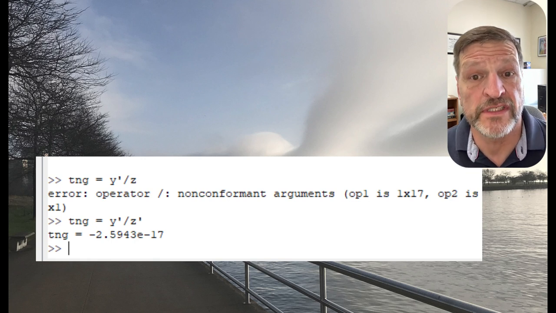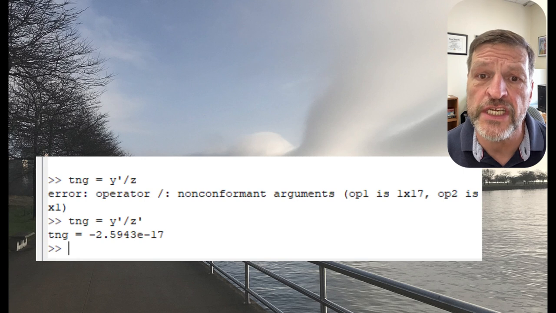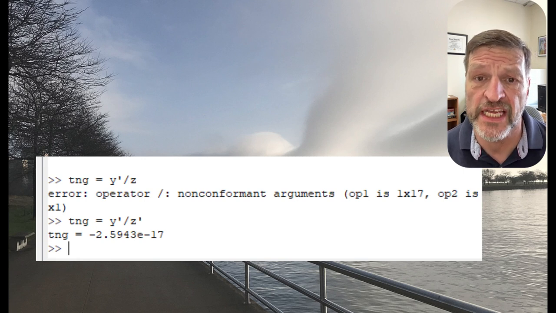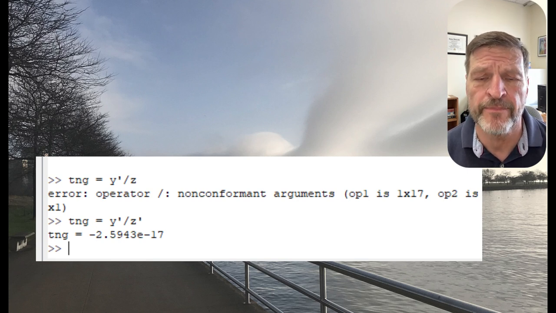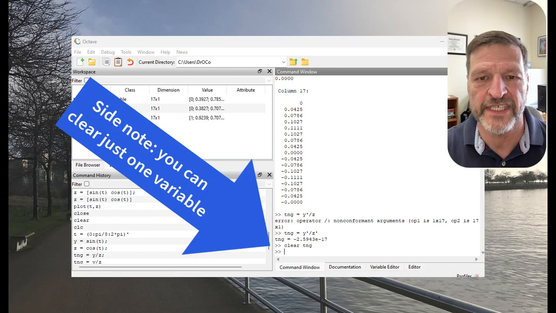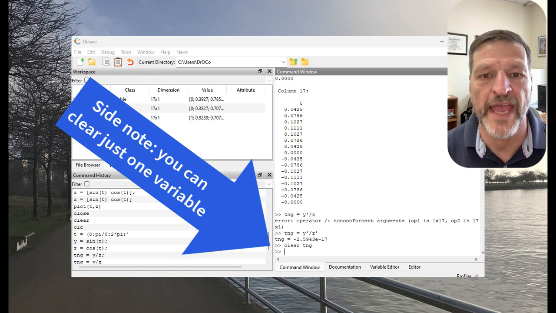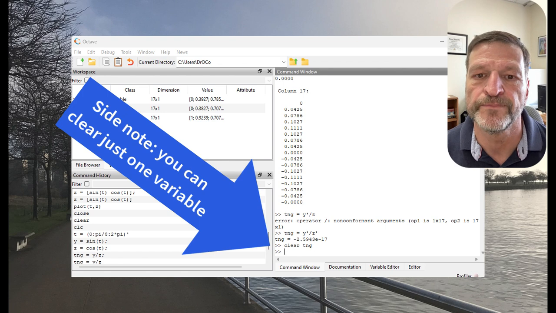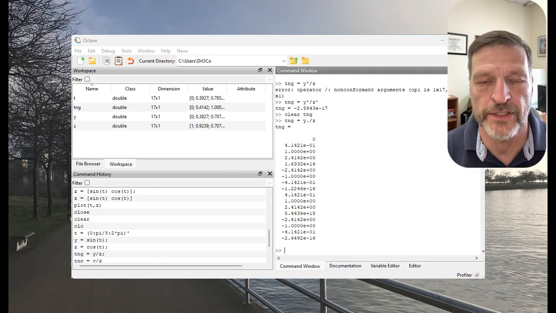This leads to an important topic. We want to do row by row division. That is, we want TNG1, the first element of the TNG array, to be equal to the first element of the y array divided by the first element of the z array. So if you think of it in terms of an Excel spreadsheet, you have a y column and a z column, and you want c sub 1 to be equal to a sub 1 divided by b sub 1, and c sub 2 to be a sub 2 divided by b sub 2, and so on. Right? So we want to do row by row division.